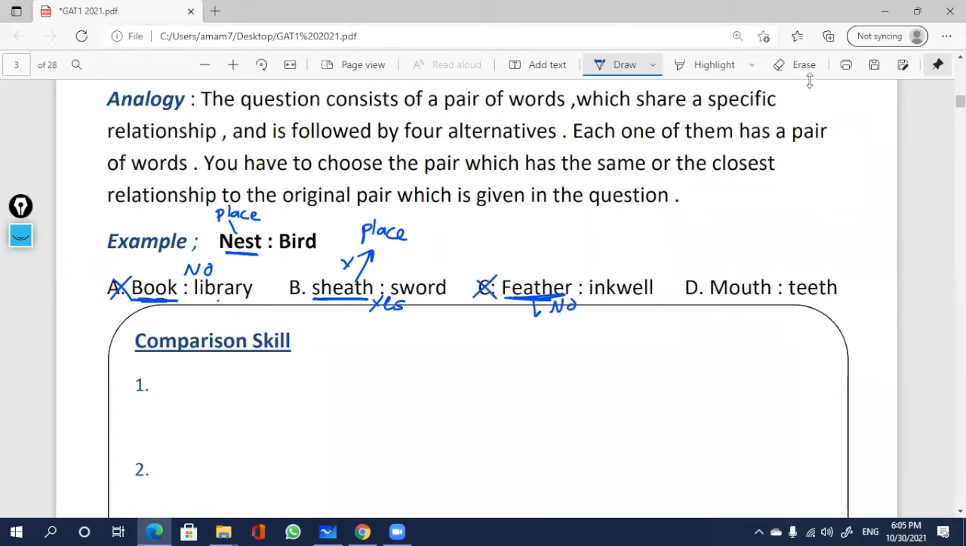Now, how about D? Mouth, teeth. Is the mouth the place for teeth? Yes. So we have two correct answers here. They want you to choose the best answer. Now, how can you choose the best answer? You have to compare the remaining choices and identify the similarities and differences. Now, can you guess which one is the best answer and why?